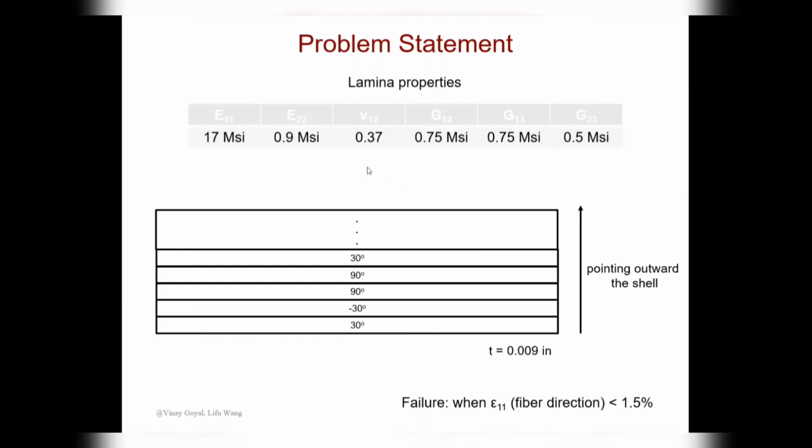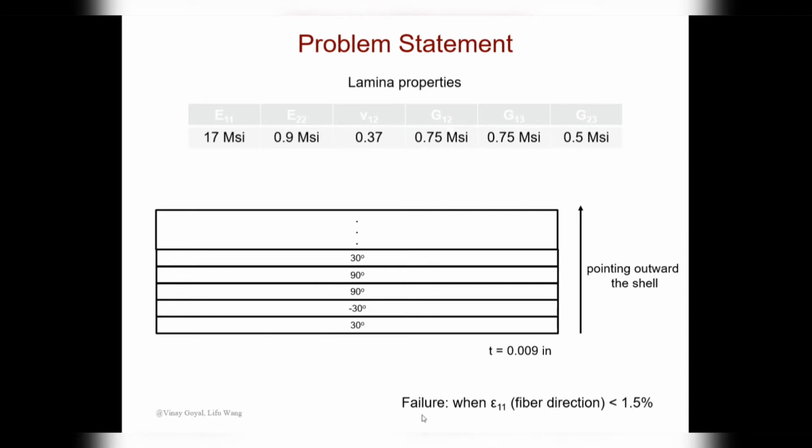And here is the composite material property. This is a typical laminate property. And then for the layout, we have 30 ply of 30 degrees, minus 30 degrees, 90 and 90. Recall that for thin wall pressure, the longitudinal stress is way smaller than the transverse stress. That's why we need 90 degrees here to resist the hoop stress. And the thickness for each layer is 0.009 inches.